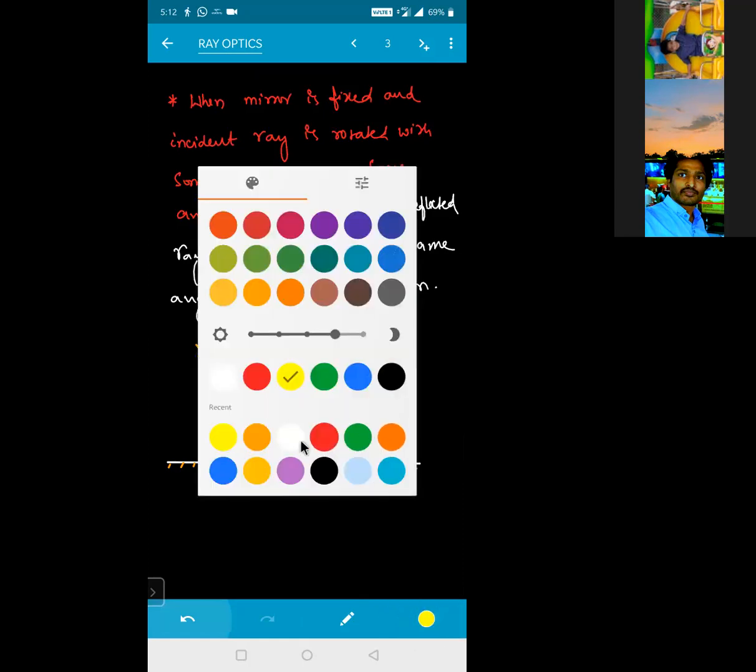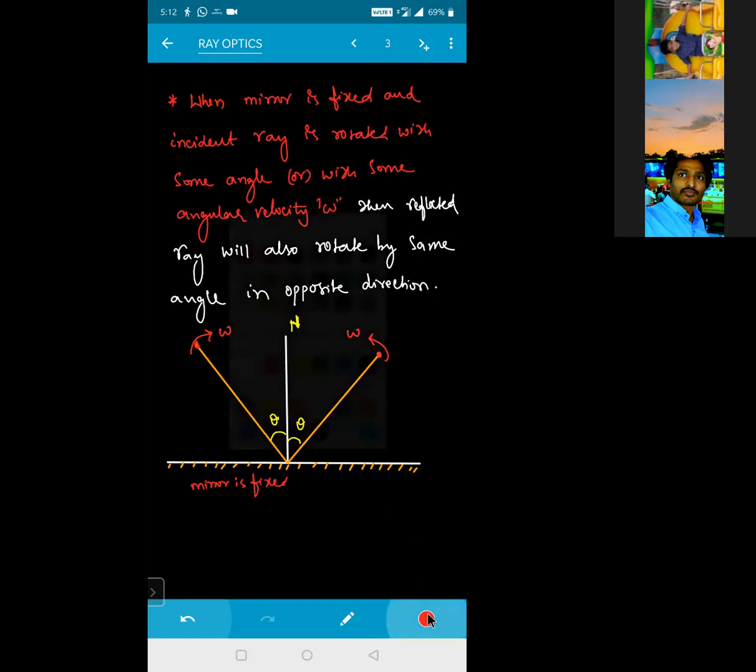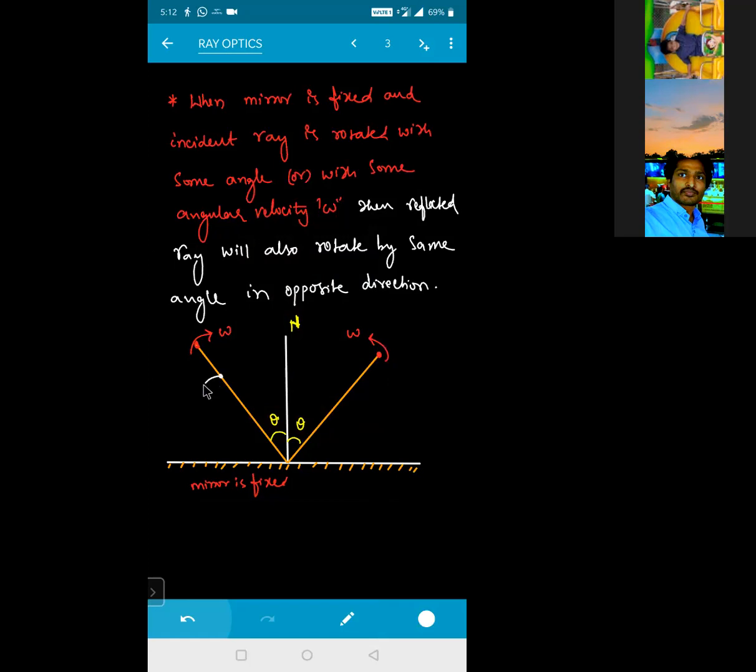Now suppose, what I'm doing is, this mirror is fixed right now. Previously the mirror was rotating, now the mirror is fixed. Now if the incident ray is rotating with an angular velocity omega, the reflected ray will also move with the same angular velocity but in the opposite direction. Because this angle should remain the same. If it is making 30 degrees, it should also make 30 degrees. If it is making 15 degrees, it should also make 15 degrees. If it is moving in this direction with an angular velocity, obviously this also rotates in the same direction with the same angular velocity.